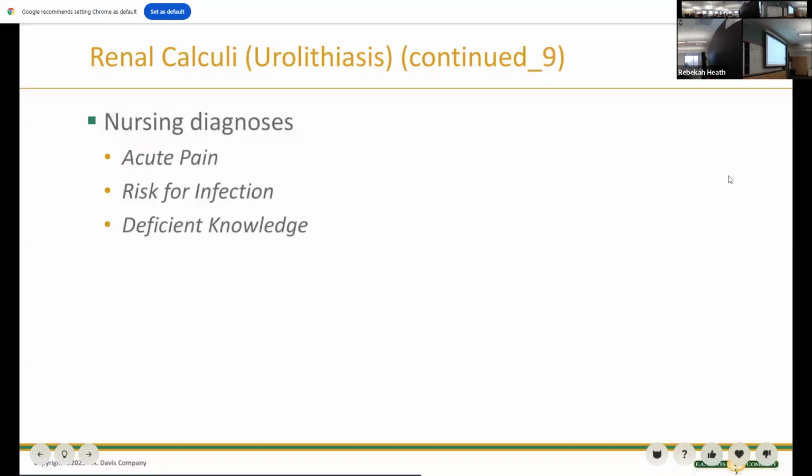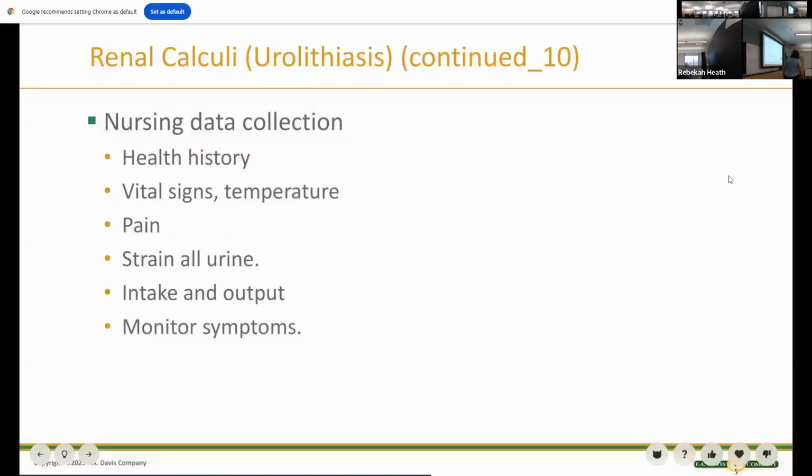Nursing diagnoses for these patients are going to have acute pain. They're going to have risk for infection, and they might have a knowledge deficit, right? Maybe they just eat like the Atkins diet or something that's really high in protein, even though they've had kidney stones in the past. If we want to educate them, you might want to decrease some of that protein.